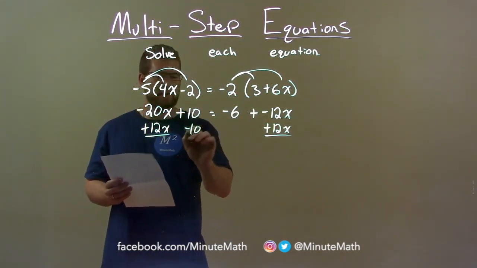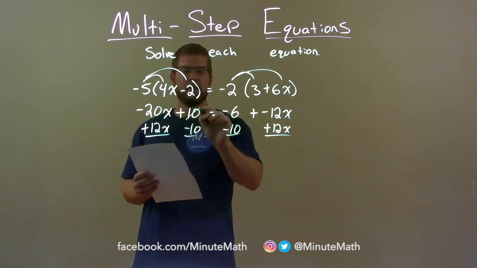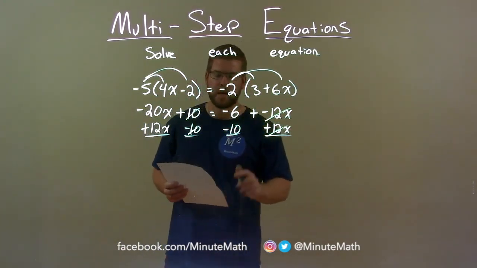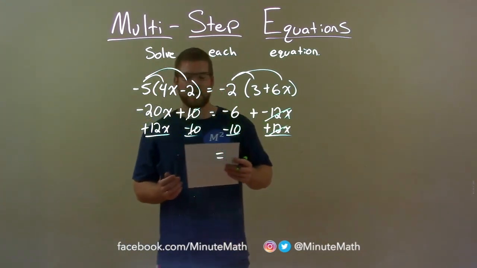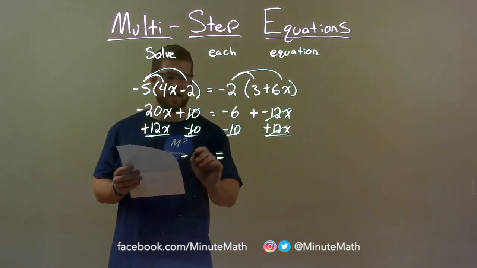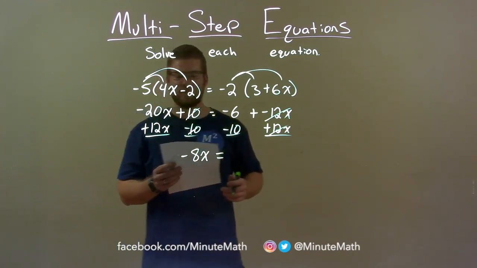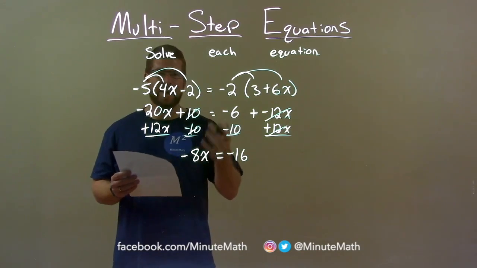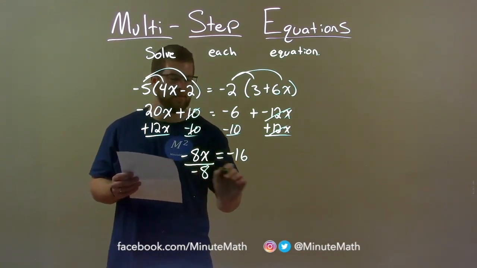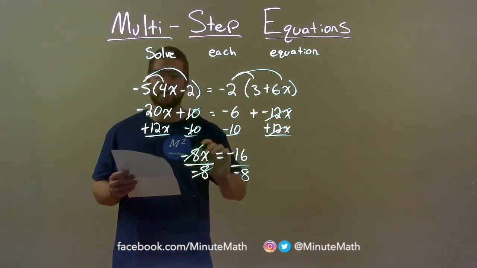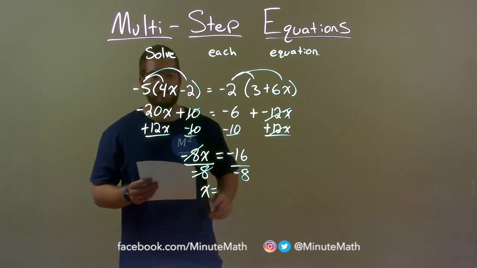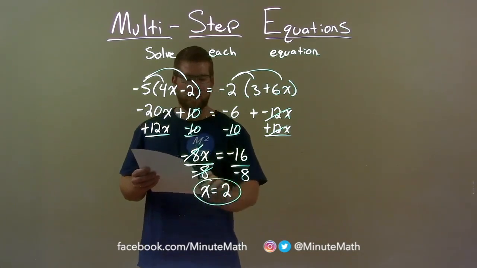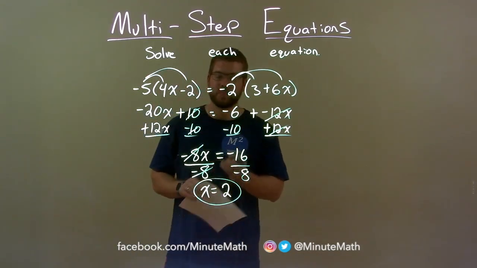If I subtracted 10 to both sides, what happens here is 10's get eliminated on the left, and the variables of negative 12x get eliminated on the right. On the left, negative 20x plus 12x is a negative 8x. Negative 6 minus 10 is a negative 16. Now I want to get x by itself still, so I divide both sides by negative 8. Negative 8's cancel. X is now by itself on the left, and negative 16 divided by negative 8 is a positive 2. Our final answer, positive 2.